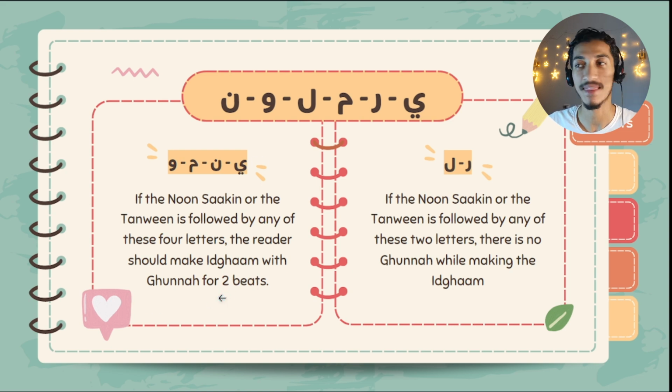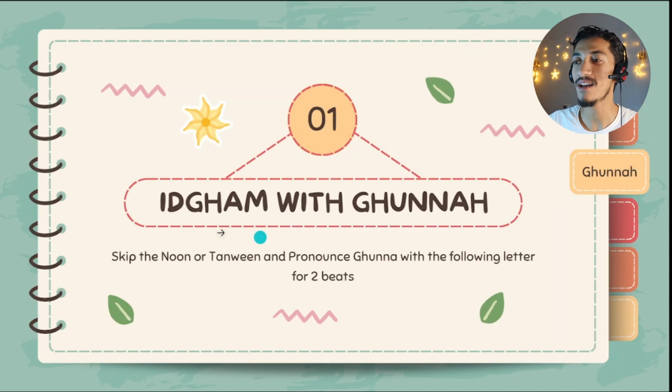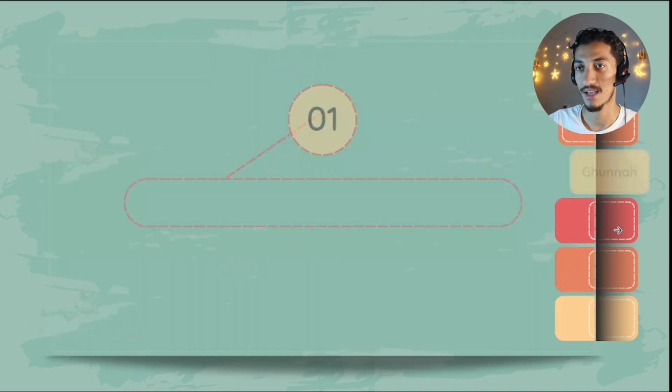Is it okay? That's well. Here we have yarmalun, the 6 Idgham letters. We have 2 of them for Idgham without Ghunnah, just mixing, and the rest are for Idgham with Ghunnah. It's to mix between 2 letters and also do Ghunnah for 2 beats. Okay, here we have Idgham with Ghunnah. What to do or how to do it? It's to skip the Noon or Tanween and to pronounce Ghunnah with the following letters for 2 beats.